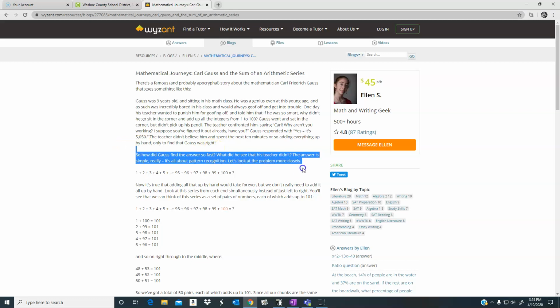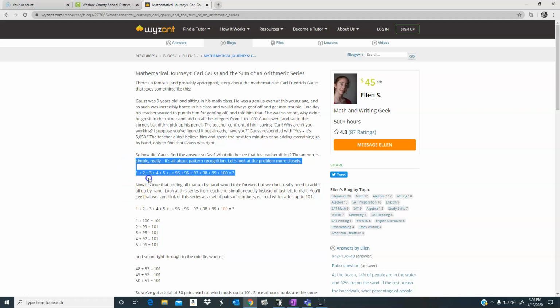How did Gauss come up with the answer so fast? And why did he see what his teacher didn't? And the answer is really simple: pattern recognition. And that's really what this all is about, explaining to you guys how to understand. There are patterns in everything that's going on.